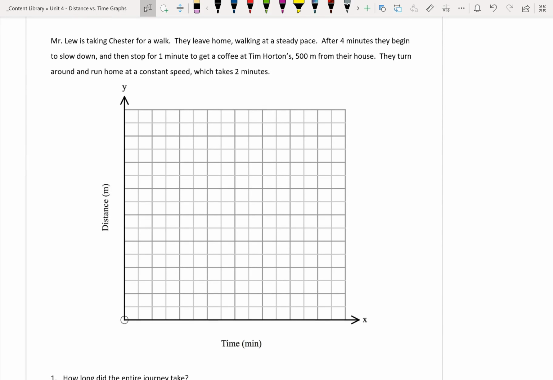So looking at our distance time graph, the first thing I want to do is add some numbers or add a scale. So on the bottom, our time, we're going to have 2, 6, 8, 10. So each box is a minute, and going up, each box will represent 100 meters.